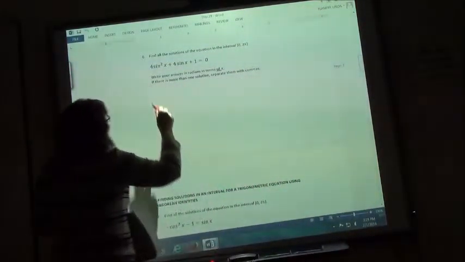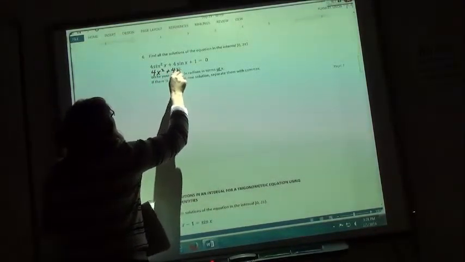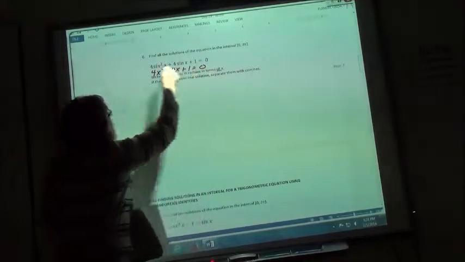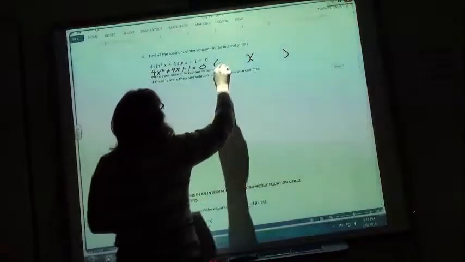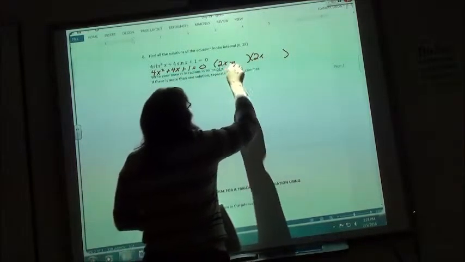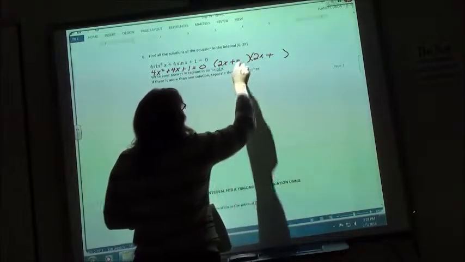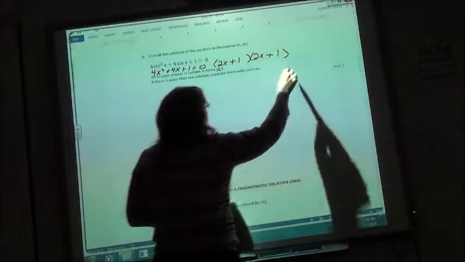Number 6. Again, if we think about this one, we would have 4x squared plus 4x plus 1 equals 0, taking out the word sine. And so if I'm going to factor that, 4x squared, I'm going to try 2x and 2x. My signs are both pluses. And if I do 1, I get 2x plus 2x, which is the 4x in the middle.